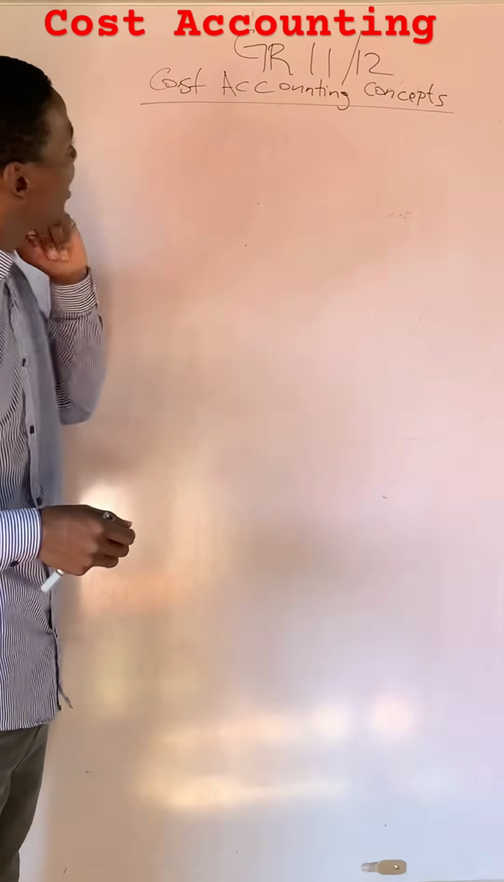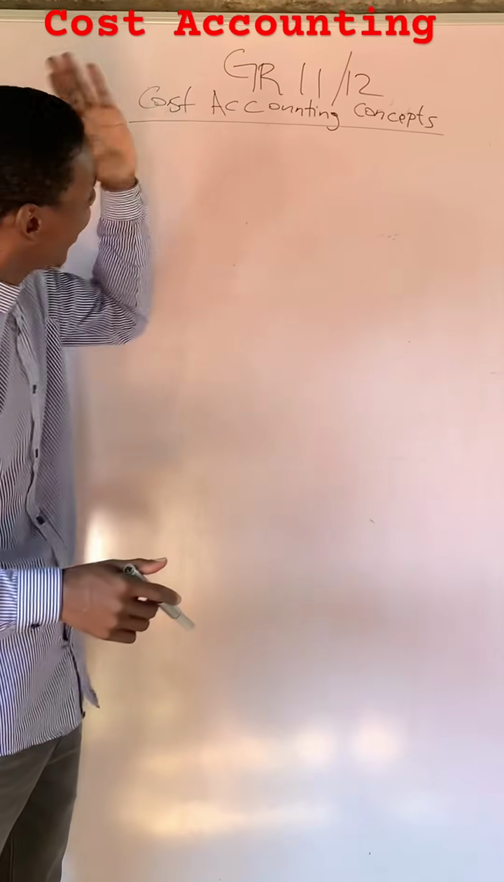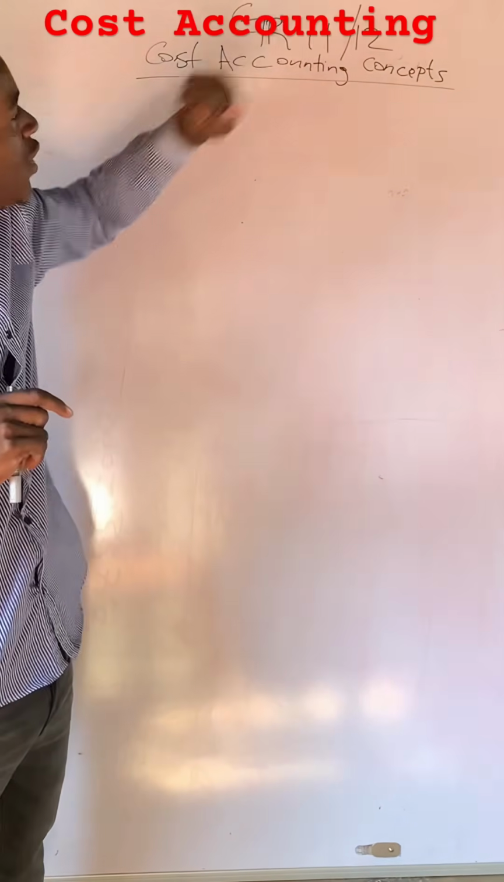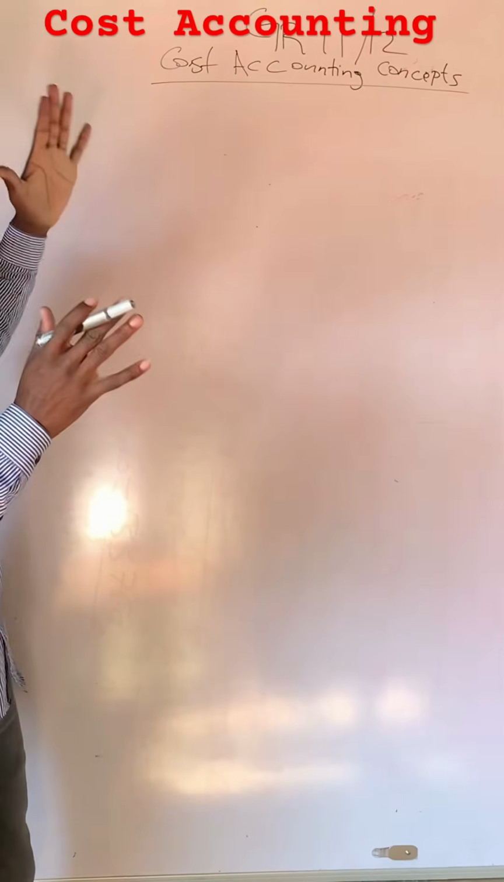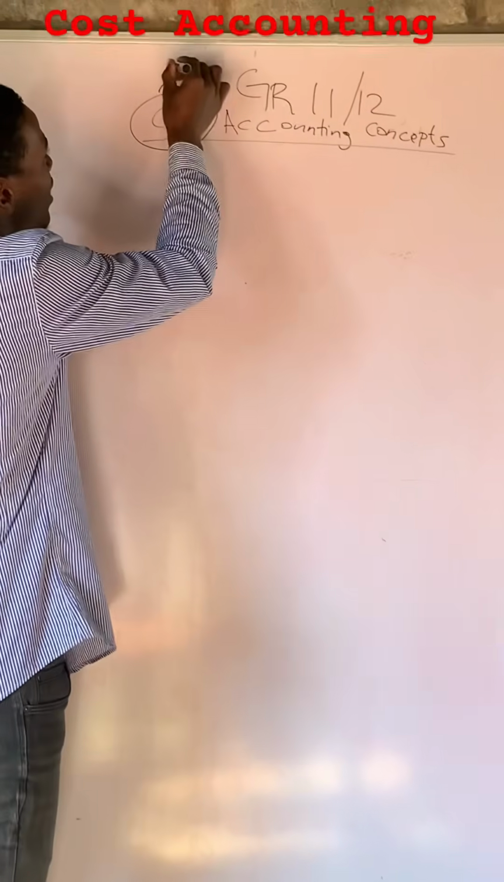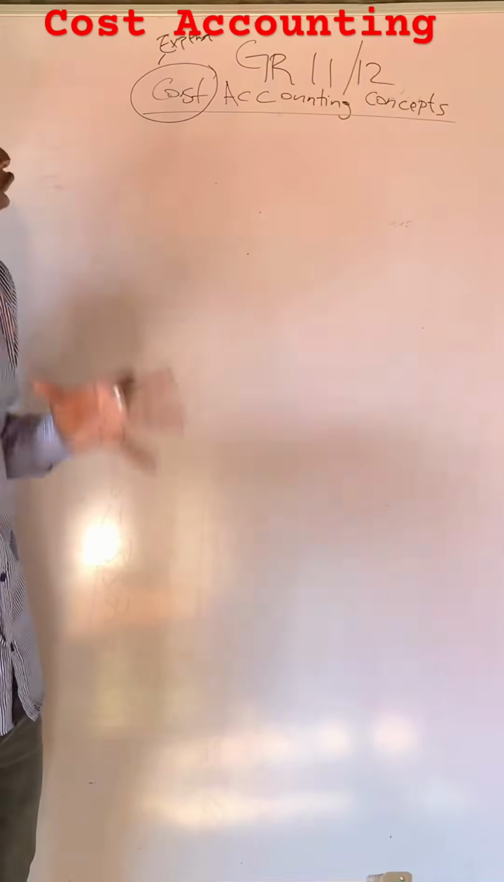Now we are dealing with cost accounting concepts in grade 11 and in grade 12. As for grade 11, they're going to be doing this in our term 3, then grade 12 term 2. Then here, once you see the word cost, it means the amount of money which the business has to pay, so we are checking all the costs.